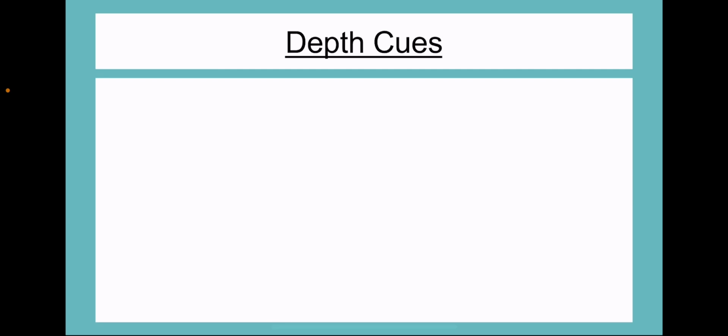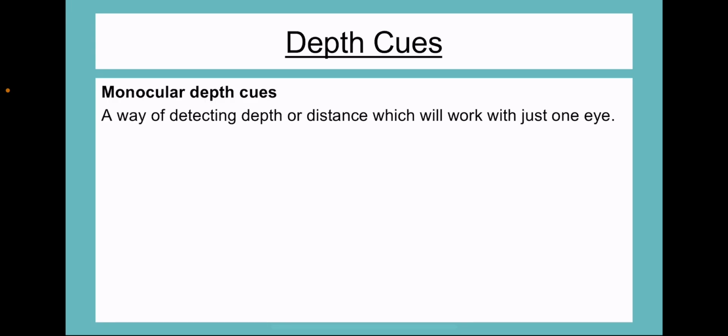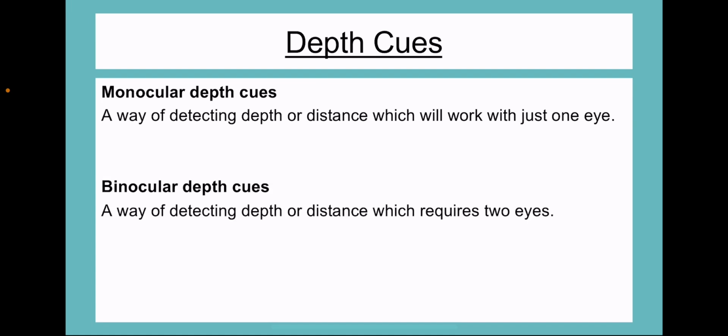And the next thing in this video is to run through the depth cues you need to know for your exam. There are two main types of depth cues. We have the monocular depth cues, mono meaning one, and this is the way of detecting depth or distance which works with just one eye. And then you have the binocular depth cues, bi meaning two, and these refer to ways of detecting depth or distance that require two eyes.